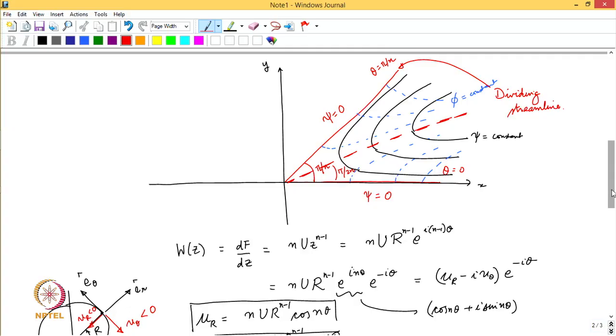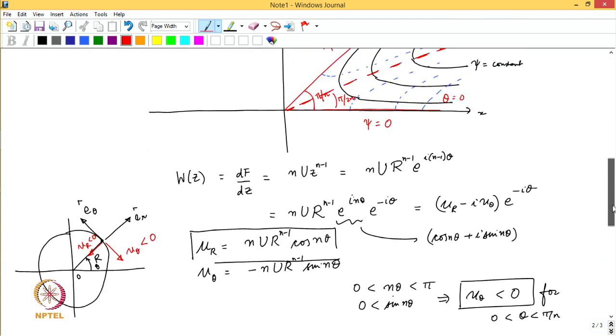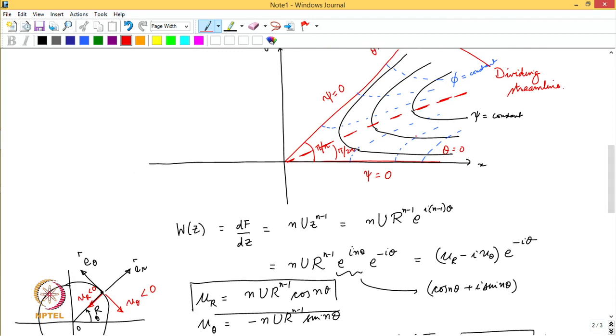More importantly, because I said u_r is positive when theta is between 0 and pi by 2n, it means that the velocity vector in the lower half should be pointing to the right and on the upper half should be pointing inwards, right. So, then the flow is coming in towards the origin, then it turns around at this angle of pi by 2n and then it goes away.